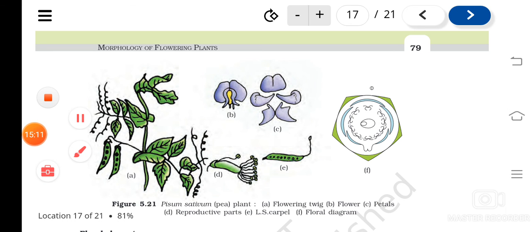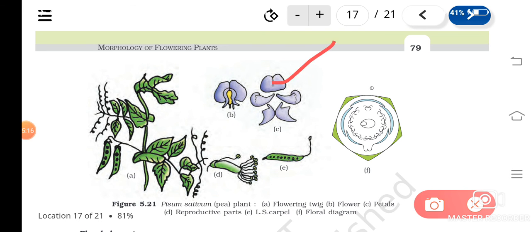So in this family, I told you there are different types of petals. The first petal is the standard petal. These two are known as the wing petals, and this is the keel petal. Actually, these two are separate, but they join together to form a boat shaped structure. That's what I called the keel petal.